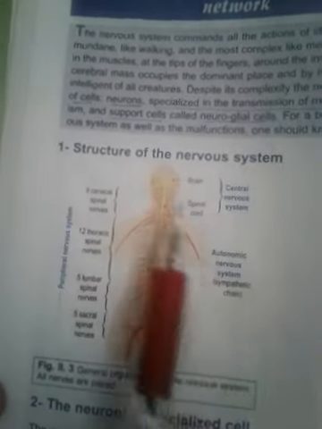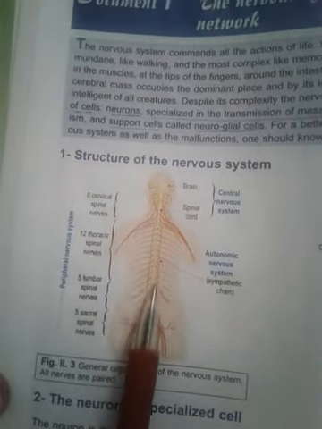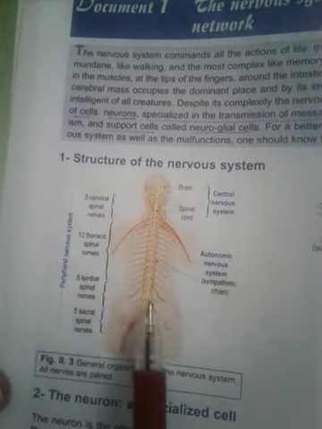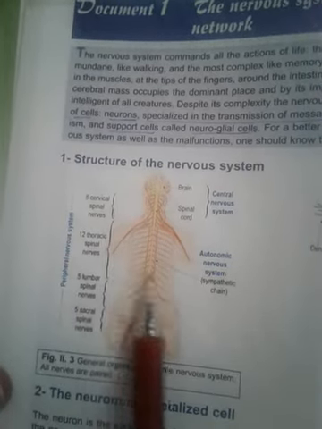I'll show you the picture present on page 58. So this is the structure of the nervous system. We have the central nervous system, which includes the brain and the spinal cord. And then we've got the peripheral nervous system, which includes all the other nerves and the receptors.